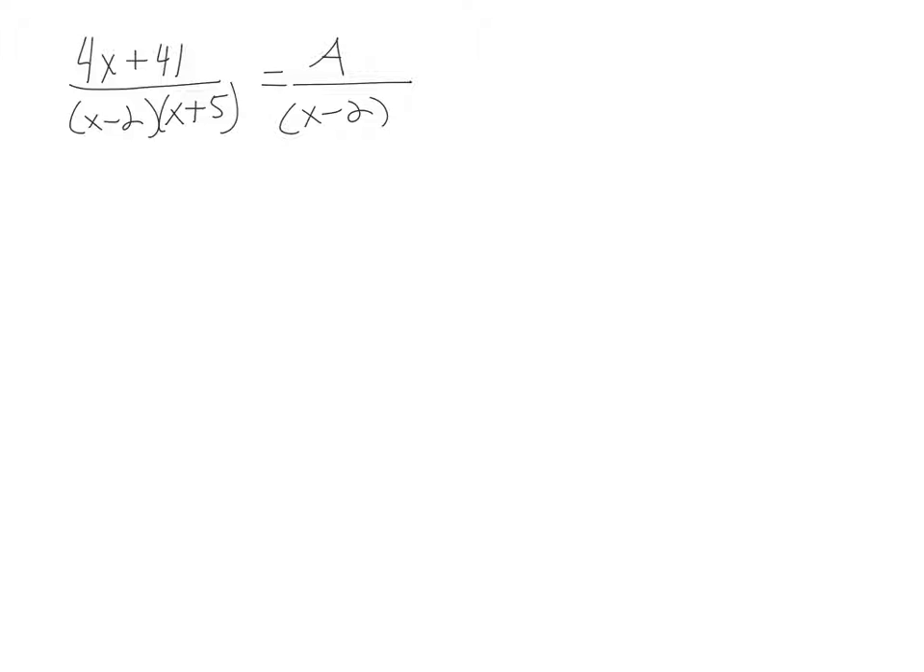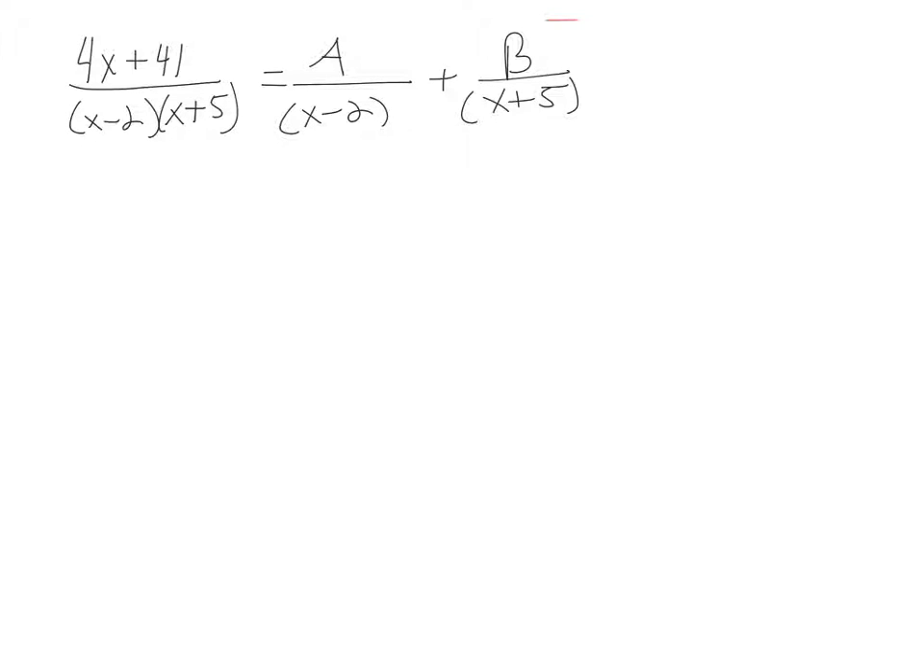All right, I think that went pretty well, but let's go ahead and try another one just in case you don't get it. For our next example, let's try 4x plus 41 over x minus 2 times x plus 5. See, I was trying to be nice to you guys. I even went ahead and factored the denominator for you. Okay? All right, and we want to resolve this into partial fractions that look like a over x minus 2 plus b over x plus 5.